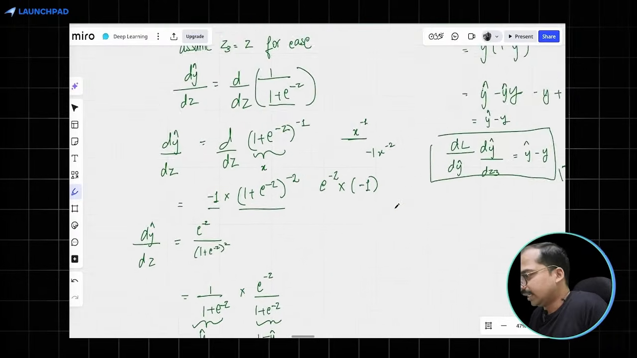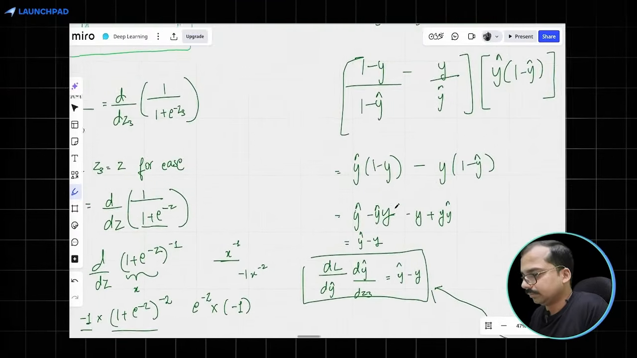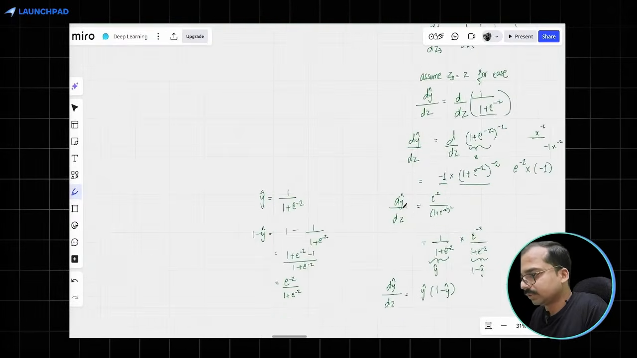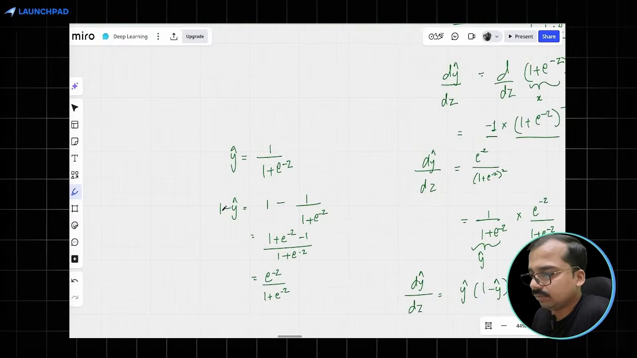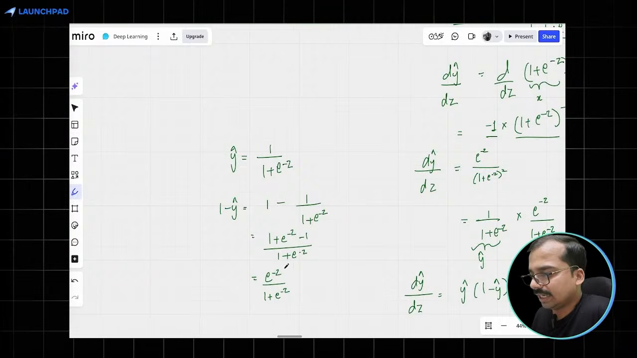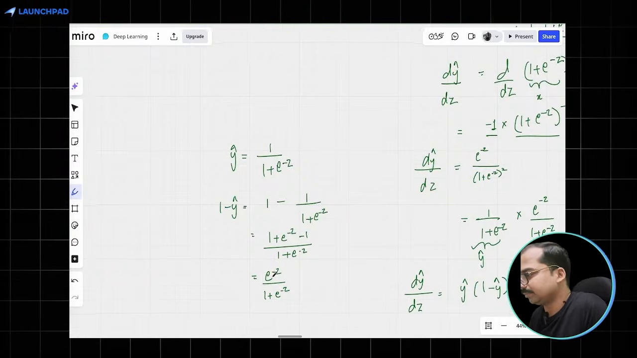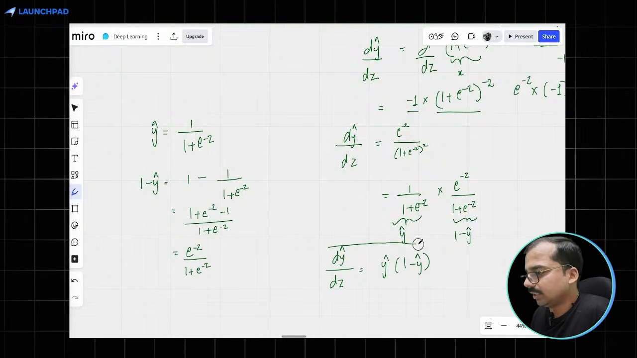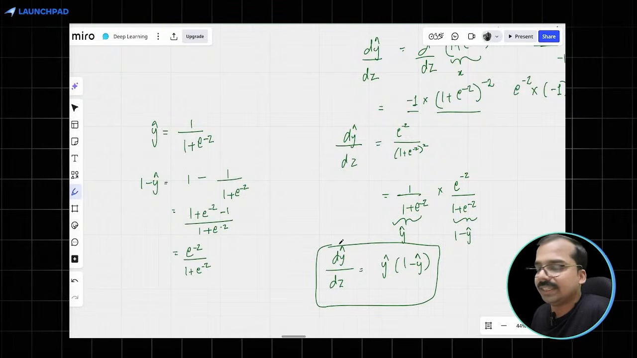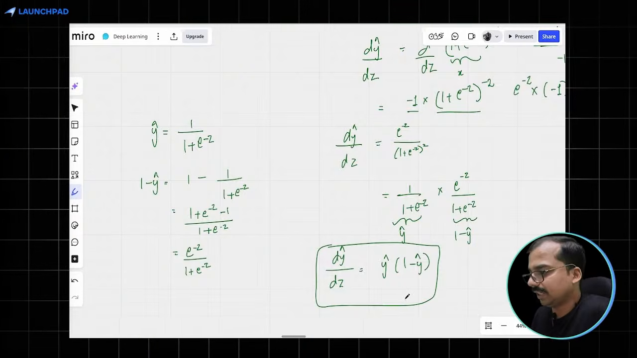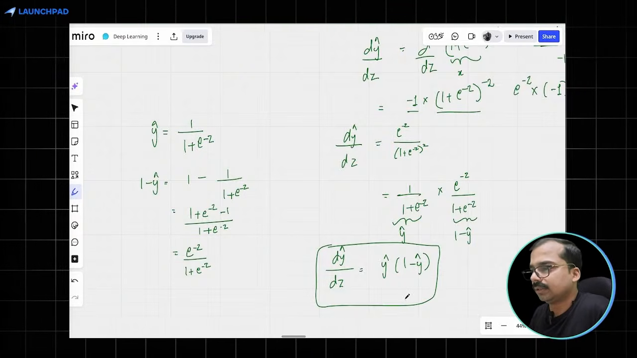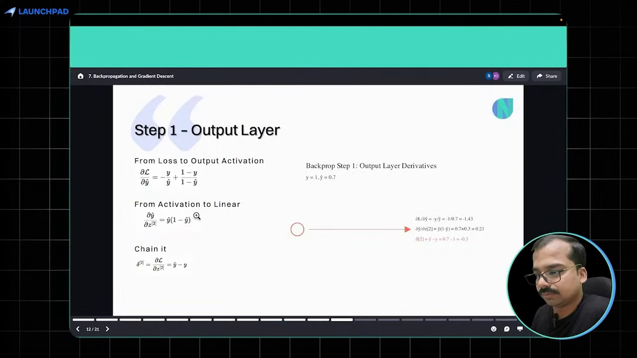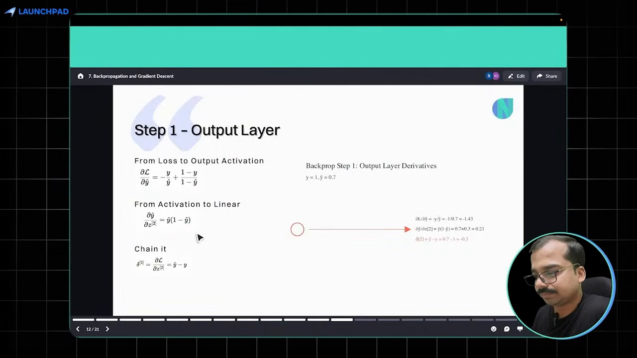And I can show you the calculation also over here. Where is it? Oh, here. So if y hat is this, if I do 1 minus y hat, I'll actually get this same equation only. So that's why I've written it as 1 minus y hat. So this is the value of dy hat by dz. Alright, so that's what has been put over here also, dy hat by dz.